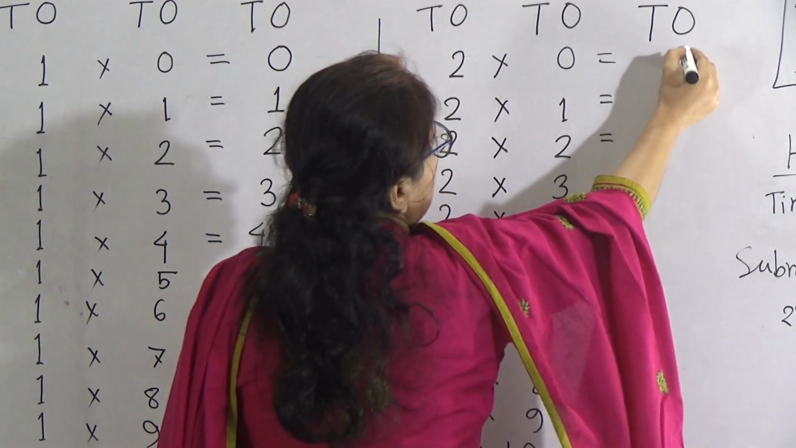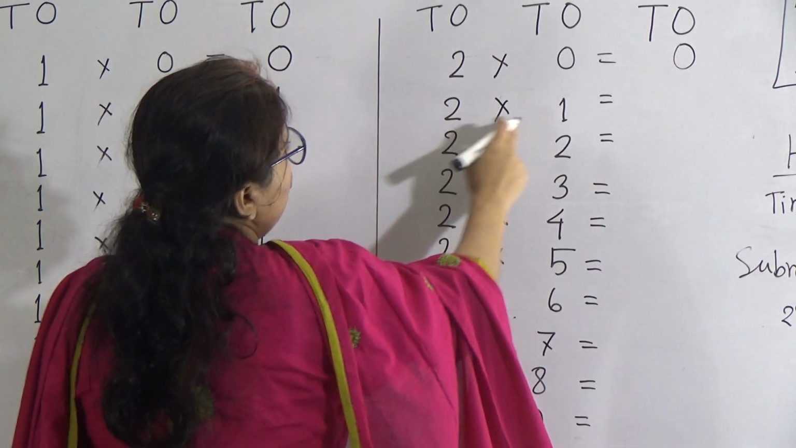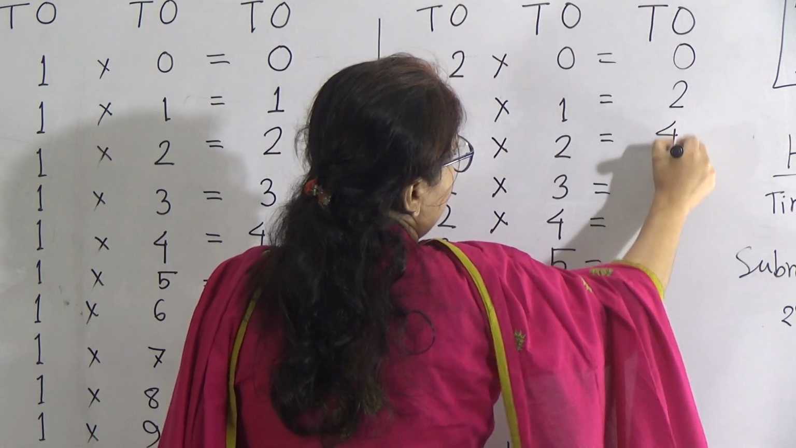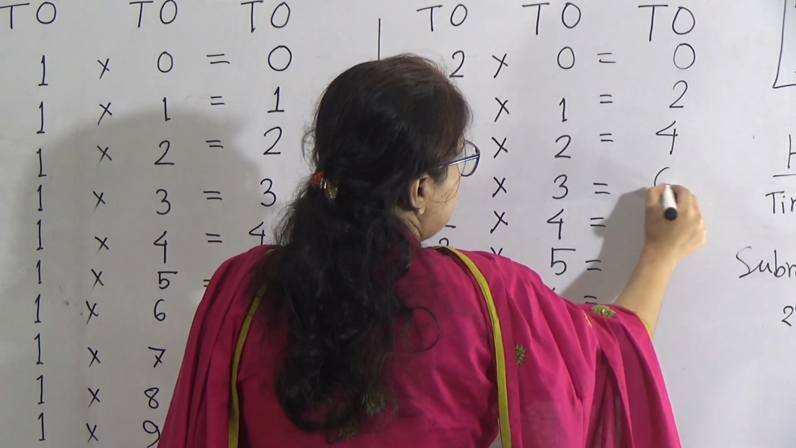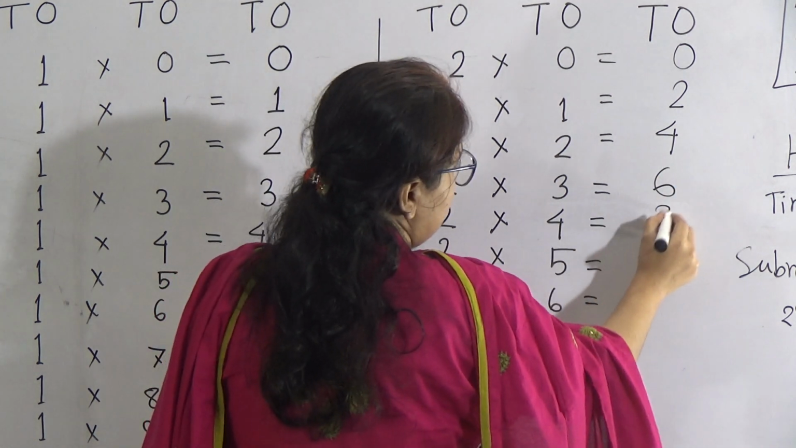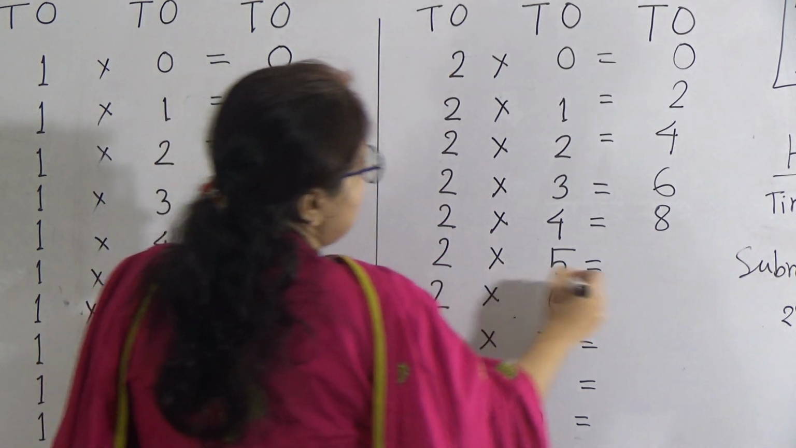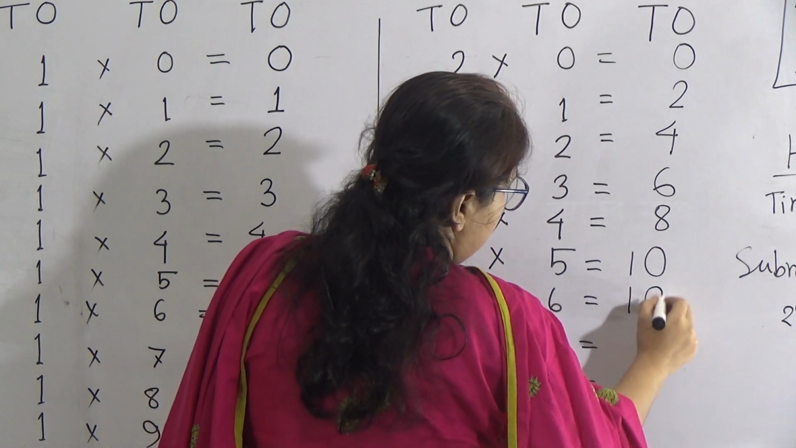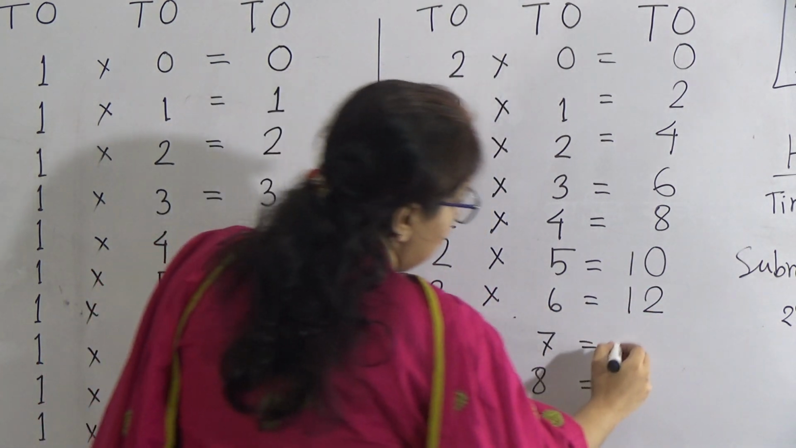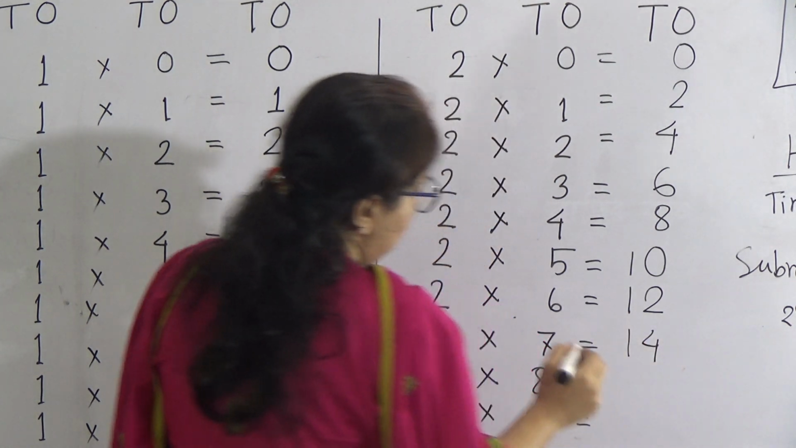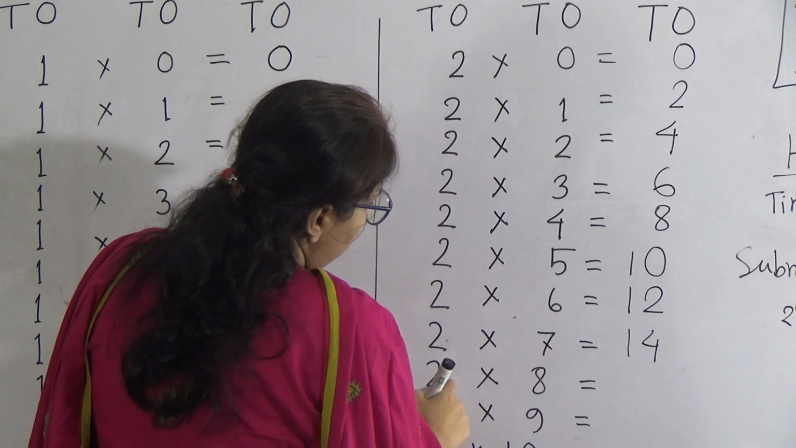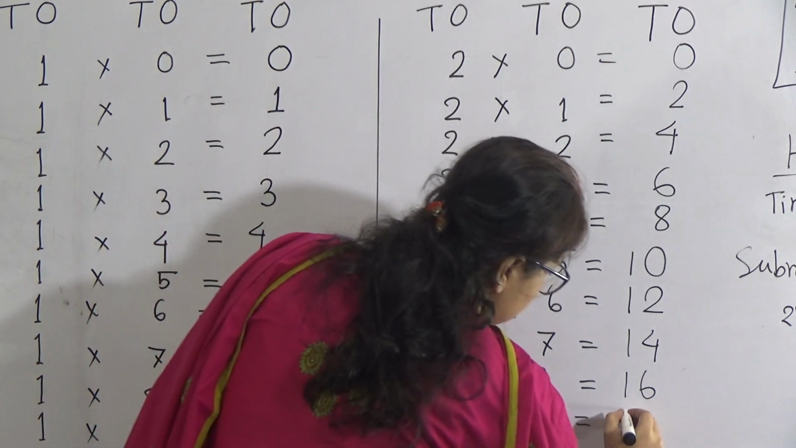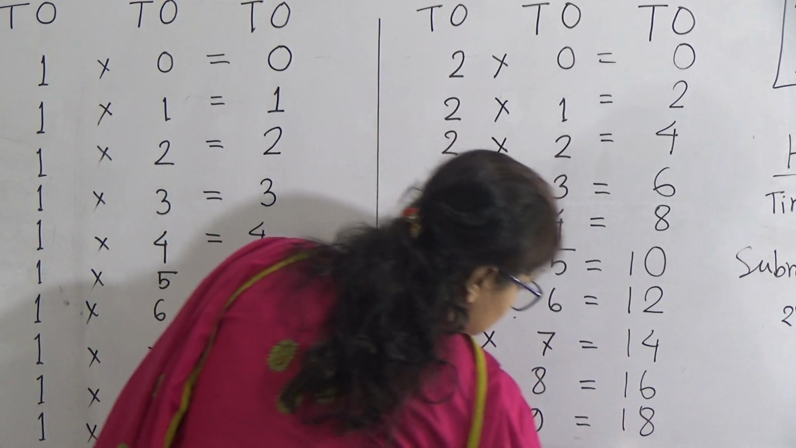2 zero is 0. 2 ones are 2. 2 twos are 4. 2 threes are 6. 2 fours are 8. 2 fives are 10. 2 sixes are 12. 2 sevens are 14. 2 eights are 16. 2 nines are 18. 2 tens are 20.